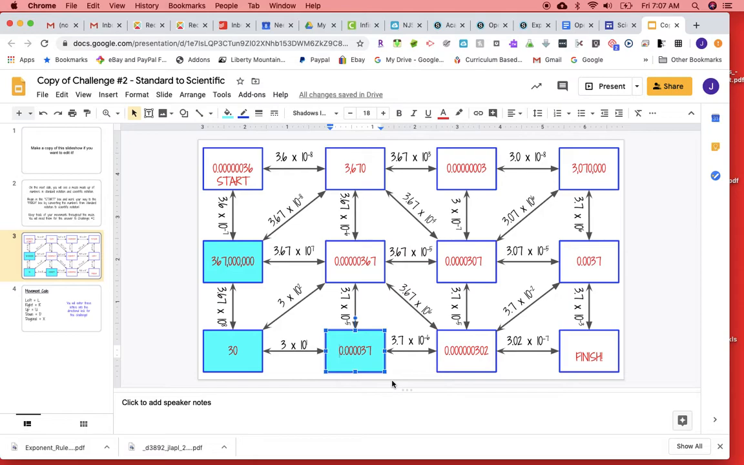Next one. We have a small number. The reason why we know it's a small number is because of the 0 in front. We're going to look to see where our decimal has to fall. It has to fall between the 3 and the 7. And we're going to count 1, 2, 3, 4, 5 place values. And it's going to be a negative exponent because it's a small number. So it's going to be 3.7 times 10 to the negative 5th. And that's what this shows right here. So now we're going to go up.